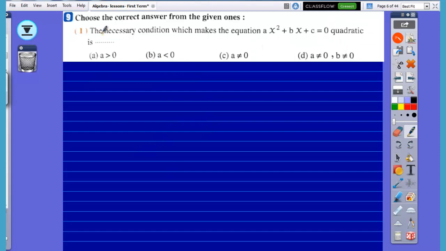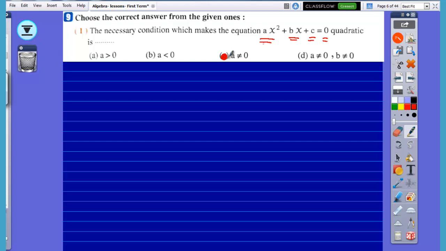Okay, choose the correct answer from the given ones. The necessary condition which makes the equation ax squared plus bx plus c equals 0 quadratic is: a is greater than 0, b less than 0, a not equal 0, or a not equal 0 and b not equal 0. So the coefficient a must be not equal 0, and the solution will be c.